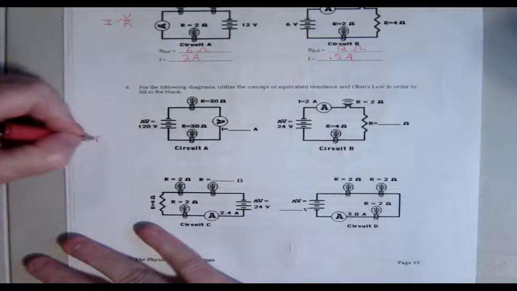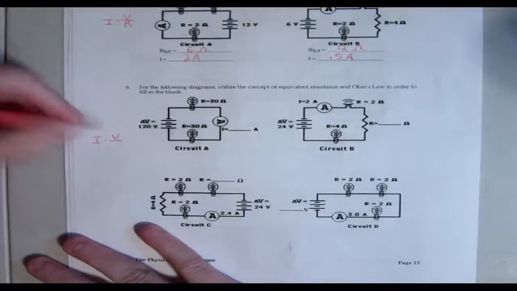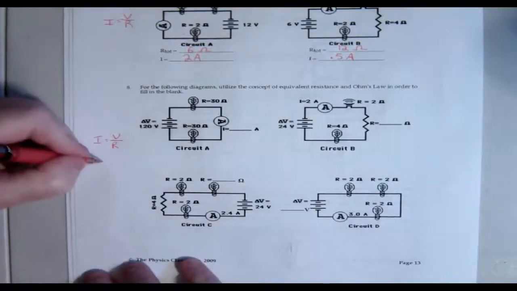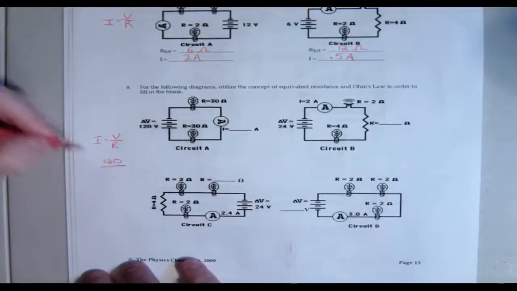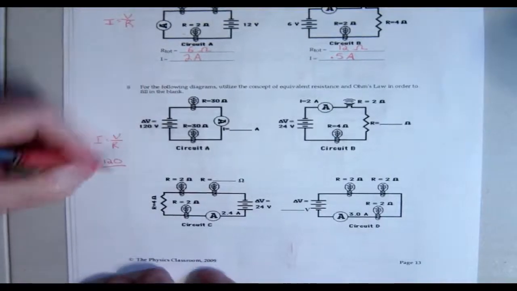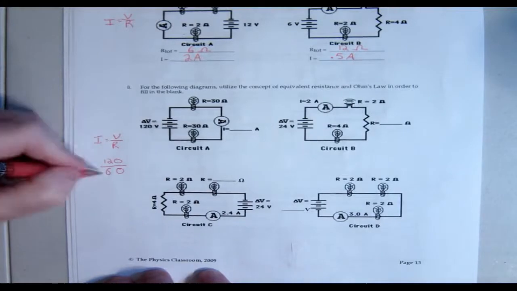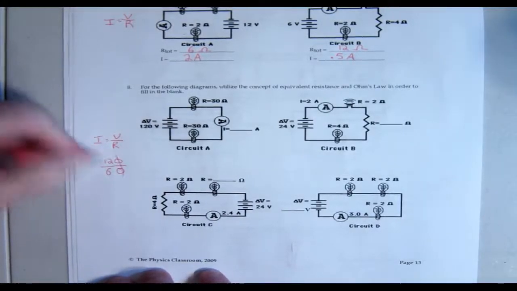All right. Current equals, this is the simplified version of this formula, right? So we're doing a series. Our voltage is 120. Our total resistance, our equivalent resistance, is 60. Therefore, our current throughout the whole system is, just cancel that 0 out, 2.